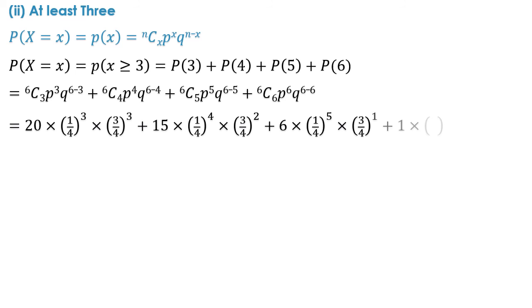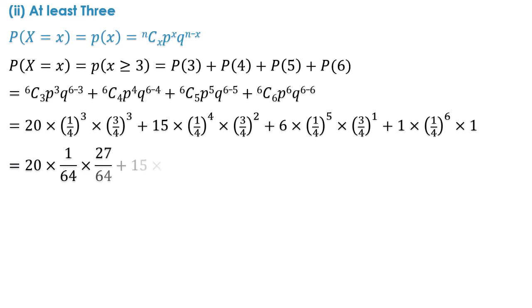to 4 into 3 upon 4 raised to 2, plus 6 into 1 upon 4 raised to 5 into 3 upon 4 raised to 1, plus 6C6 is 1, p raised to 6 is 1 upon 4 raised to 6, and q raised to 6 minus 6 is actually raised to 0. 6 minus 6 is 0, and anything raised to 0 is 1. Okay, now open the brackets here quickly.